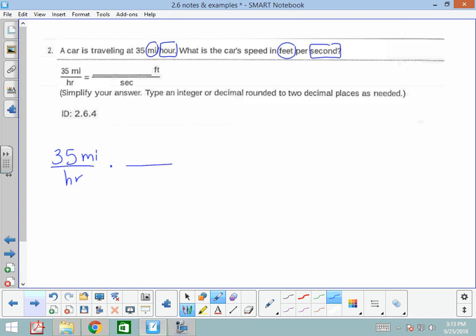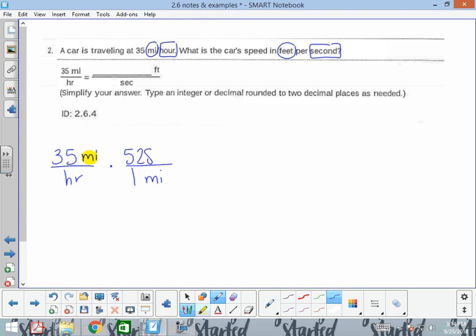So on the back of your sheet, it says that 1 mile is 5,280 feet. So, okay, we need to figure out where that's going to go. Since miles is on top up here, I want miles to be on bottom in my conversion factor. Now, 1 mile is 5,280 feet, so that equals 1. Those are equal. Those are equivalent. So now I can cancel out the miles.